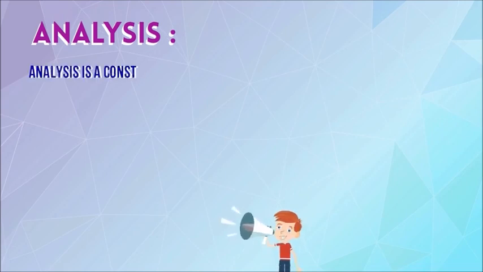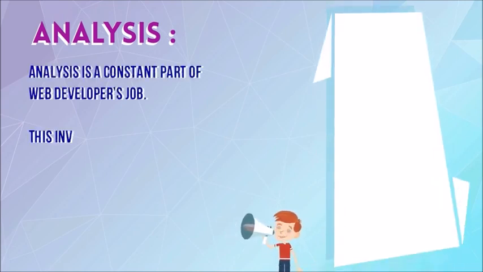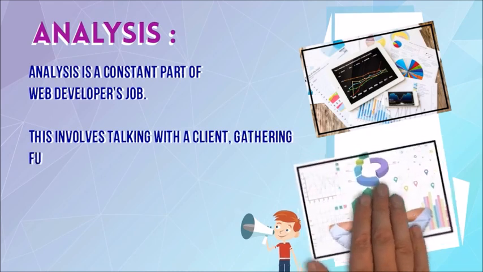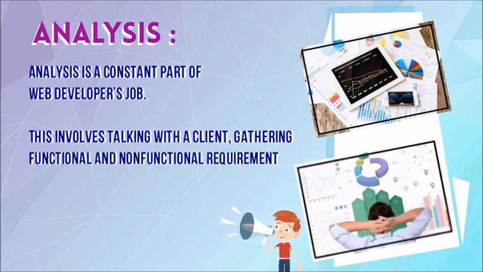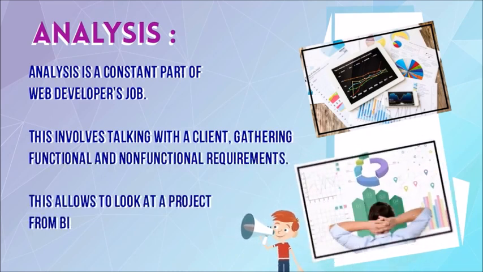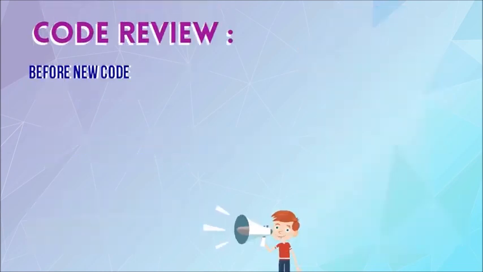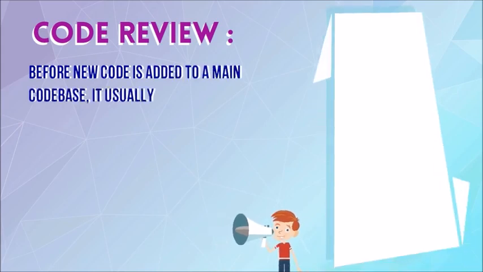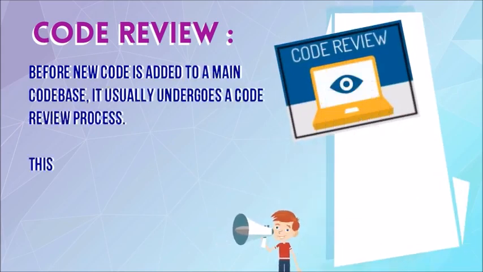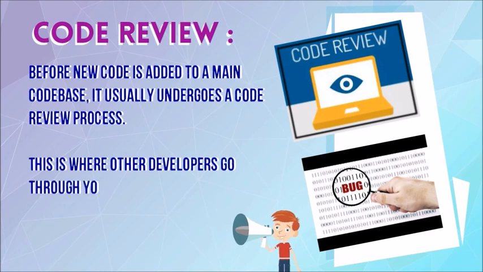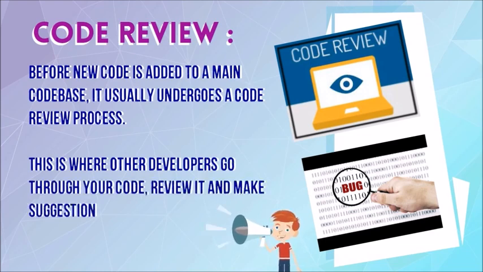Analysis. Analysis is a constant part of web developers' job. This involves talking with the client, gathering functional and non-functional requirements. This allows you to look at a project from a bird's eye view and then plan architecture properly. Code review. Before new code is added to a main code base, it usually undergoes a code review process. This is where other developers go through your code, review it, and make suggestions for small fixes.